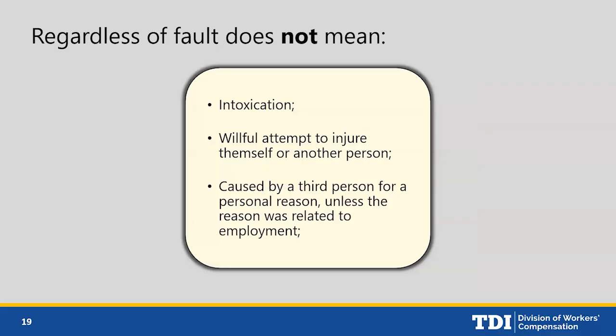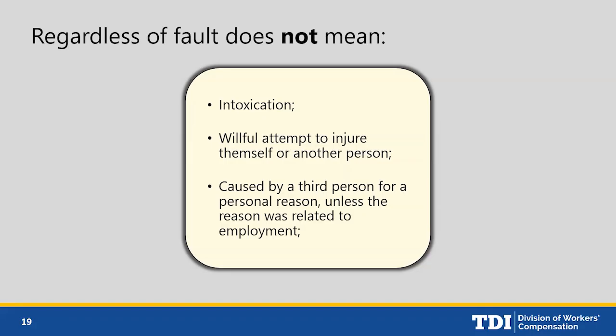Now, in our system, there are some exceptions, even if they are injured in the course and scope of their job. The Texas Labor Code has 6 exceptions to the carrier's liability. And that means if they got injured on the job, if it meets the criteria of one of these 6 scenarios, the carrier may not be liable. The first one is intoxication. Second one is if the injured employee willfully attempted to injure themselves or another person.